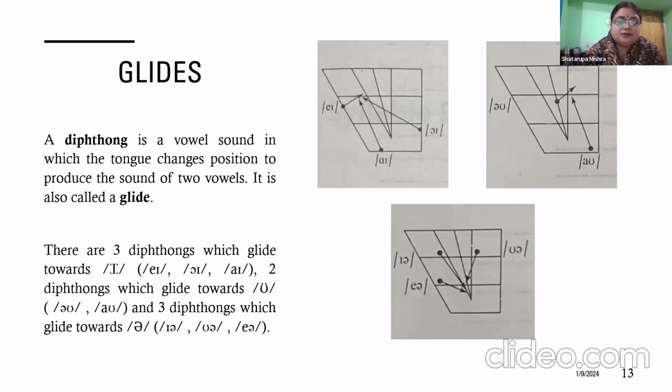Then there are 3 diphthongs which glide towards the schwa sound. All right. Then we have ear, u, air. All right. So we have a word like come here, here, ear. Right? Come here, here, ear sound. Then he is poor, poor. He's poor, poor. Right? Poor sound. Then I don't care, care, air sound. Right? So we have 3 diphthongs which glide towards the schwa sound.